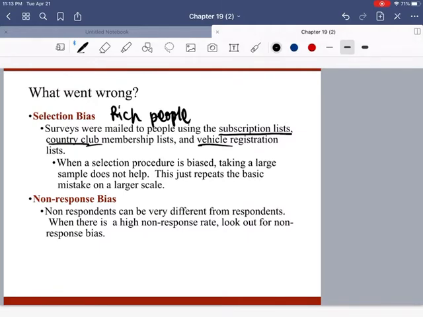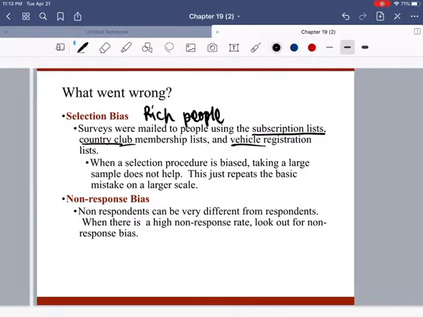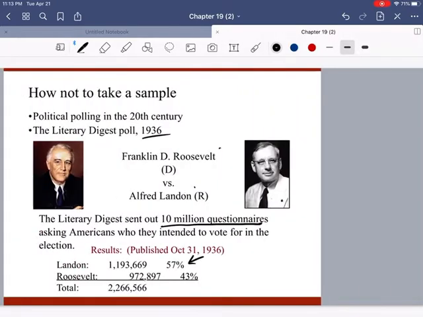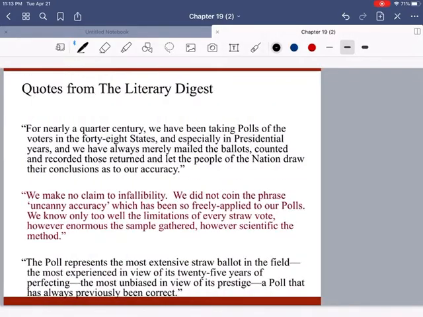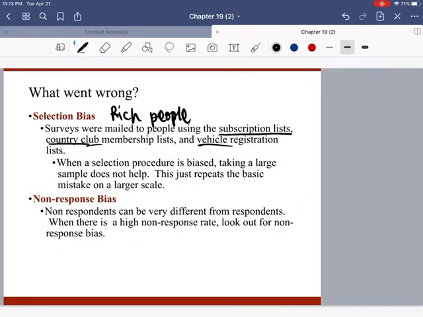But what happened was they sampled so many people that their results were biased. And because they sampled 10 million people, their results were biased times 10 million. I mean, that's an exaggeration, obviously, and only this many returned the survey. But the results were biased and compounded on a much larger scale because they sampled such a large amount of people. So their procedure was biased, and because they repeated the basic mistake on a larger scale, it was extremely biased.